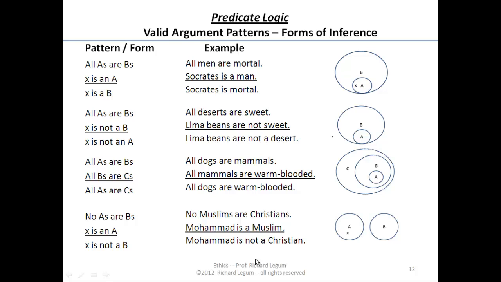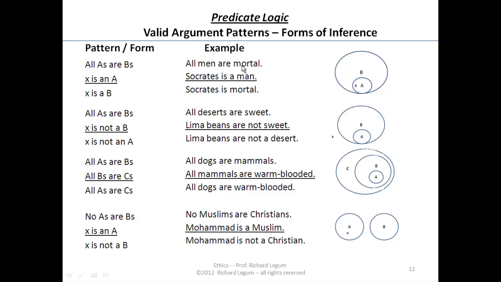First one, we've been through many cases. We have the famous example: all men are mortal, Socrates is a man, therefore Socrates is mortal. The pattern being all A's, men, are B's, mortal. X, Socrates, is an A, a man. Therefore X, Socrates, is a B, mortal.